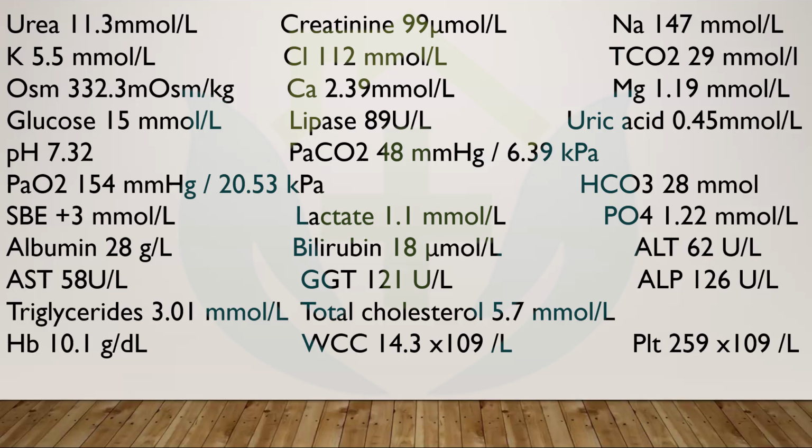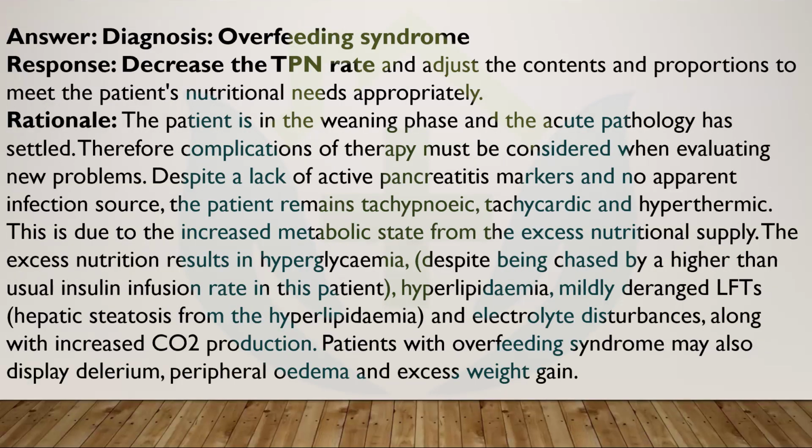Many values are given. You can go through the values. I'll show you the explanation. It's an overfeeding syndrome. Decrease the TPN rate and adjust the contents and the proportions to meet the patient's nutritional needs.